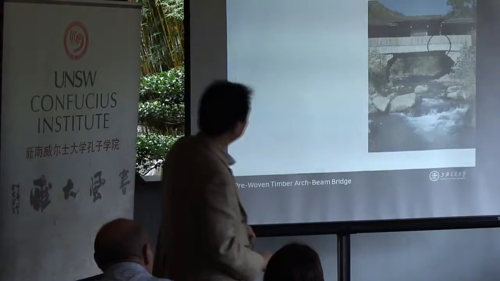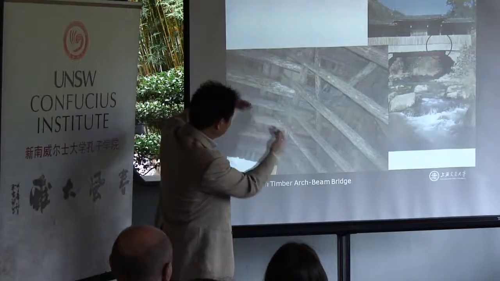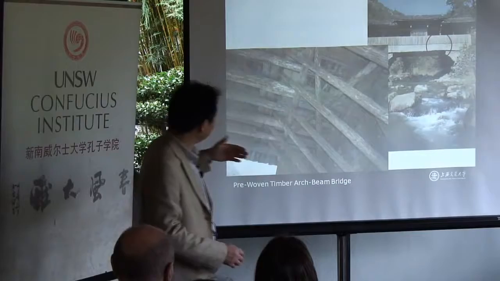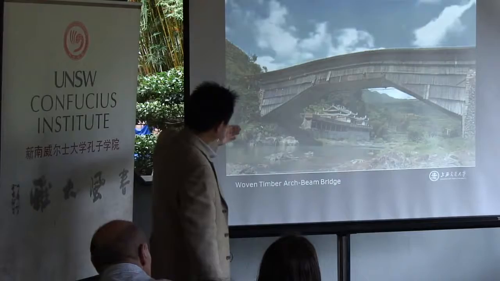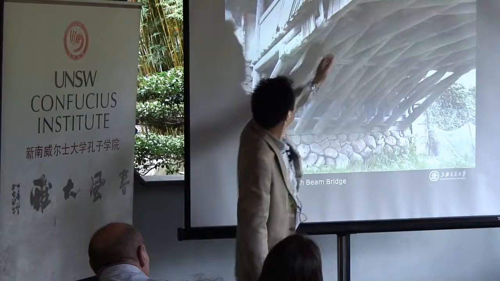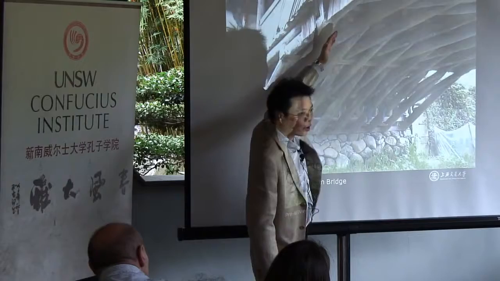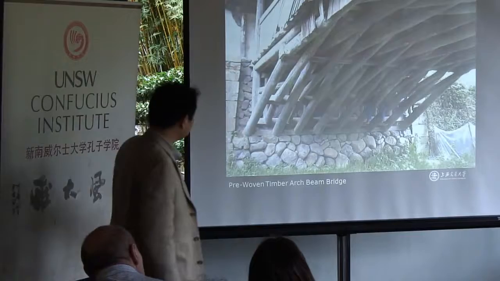And now it's very interesting. We found the bridge. It's a pre-woven timber arch beam bridge. This bridge is not a woven timber arch beam bridge, but this one is similar, connecting to the timber arch bridge with the last one. That's a simple bridge. This is the middle. And now, this one is the arch beam bridge. When the second system changes from five segments to four segments like this one, they only use four segments as the second system. So we think this one is a pre-woven timber arch beam bridge.